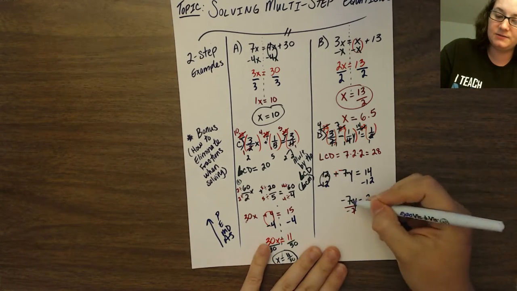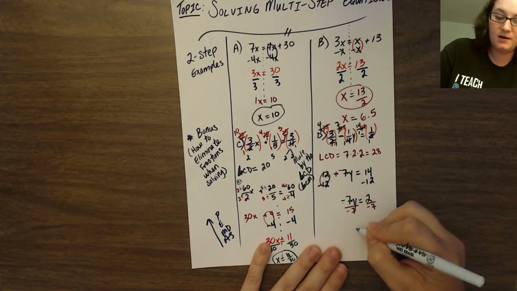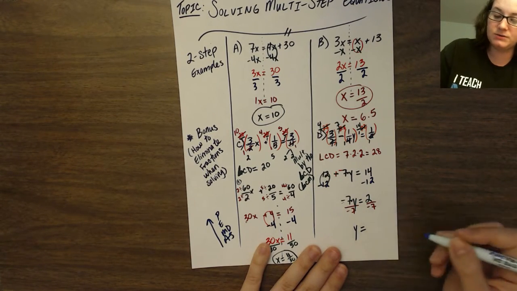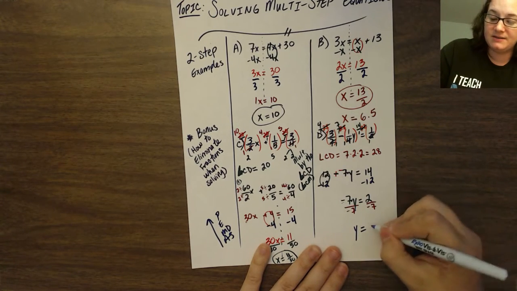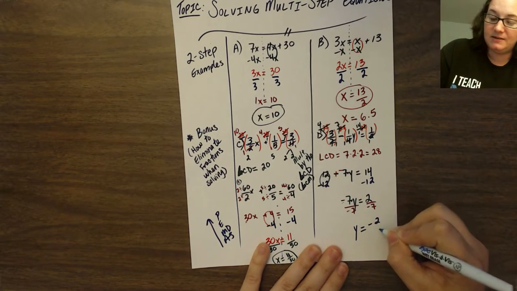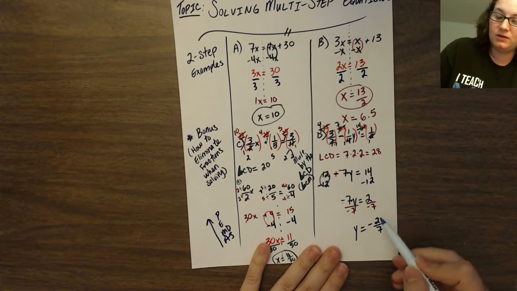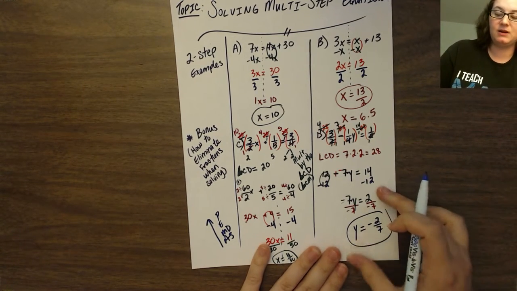My end answer, negative 7 divided by negative 7 is 1y. I don't have to write the 1. I just write y equals. And then 2 over negative 7, again, it's a decimal. I don't necessarily need the decimal to show that this is the number that I was looking for.